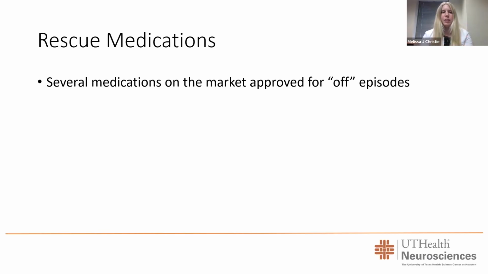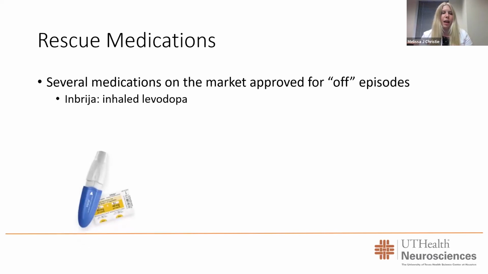There's still potentially a third option available in the US. There's one called Inbrija, which is an inhaled form of levodopa. So still levodopa, but can get to your brain faster because it's in an inhaled powder, as opposed to the pill needing to digest through your stomach. This is a picture of it. So you get this inhaler and you get these capsules that load into here. Fairly easy to use.